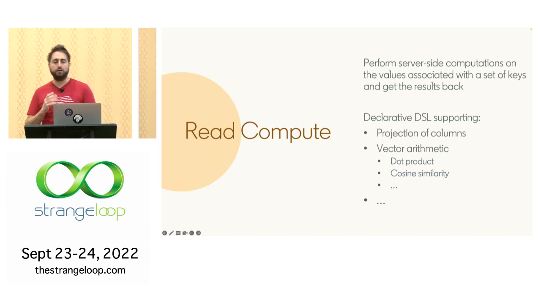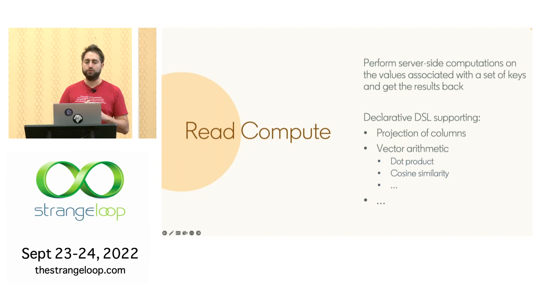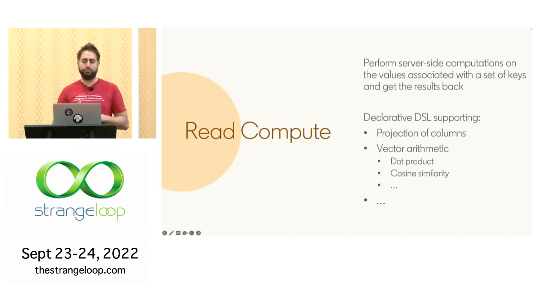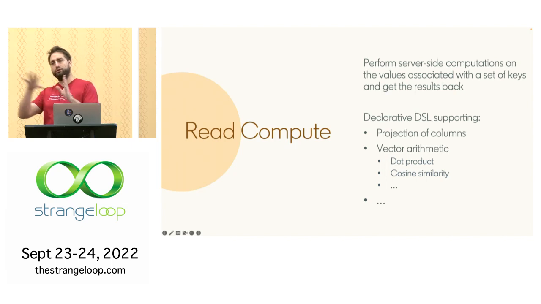The third and final read API that I want to present is read compute. And this is potentially the most exciting. This is a declarative DSL that allows you to specify certain operations to execute on the server side in Venice. And so the server will look up the keys you ask it to, execute these operations, and return only the results back. With this, we can project only some of the columns if you're not interested in the whole row.